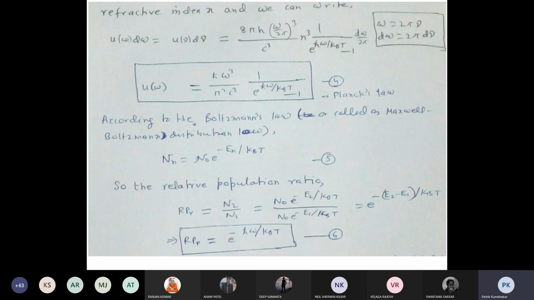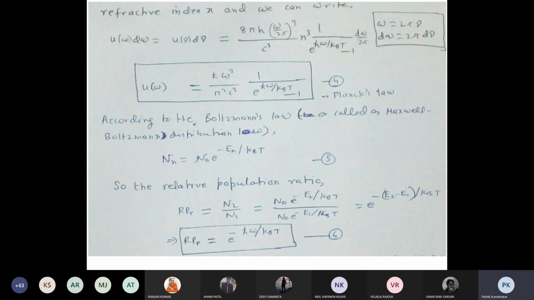So u omega from the Planck radiation formula becomes u omega is equal to h cross omega cubed, with h by 2 pi giving h cross omega cubed by pi squared c cubed, since one pi will cancel out. And n cubed should be multiplied here. The refractive index cubed should be multiplied in the case of the laser, and then 1 by e to the power h cross omega by kT minus 1. So this is the Planck's law.